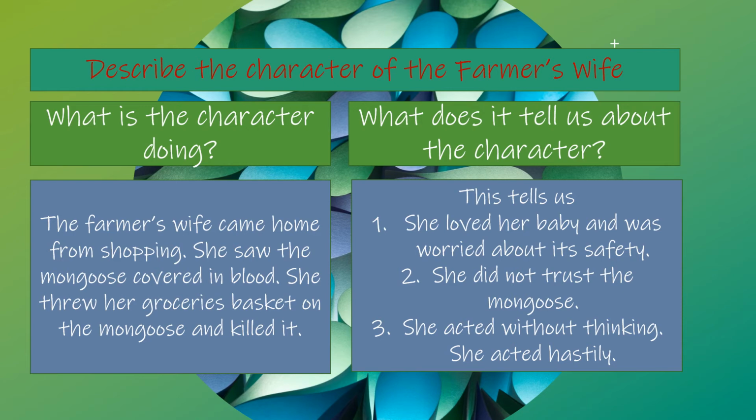As soon as she saw the blood on the mongoose, she thought that the mongoose had killed her baby. She did not go and check what happened to the baby first. That is why she killed the mongoose. So she acted here without even thinking. She acted hastily. Hastily means very fast without thinking.